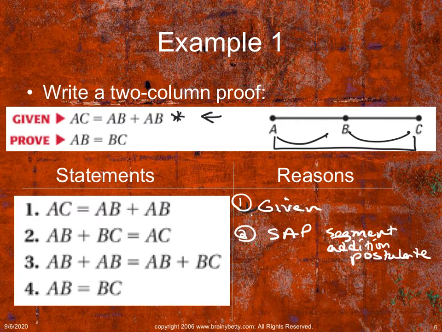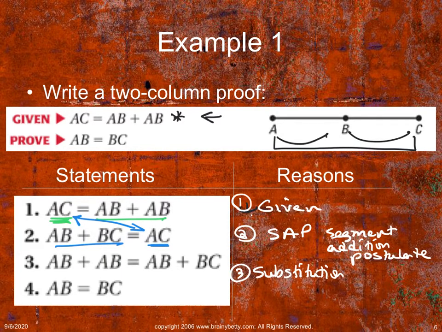Then number 3. Now that we've established what AC equals in 2 different ways, because AC is here, and they're telling us it equals AB plus AB, and then they give us another AC and tell us it equals AB plus BC. So now what we've done is a substitution here. Now, if you flip it around, you could also say that this is transitive. So either way, I would accept either answer, substitution, or I would also accept transitive.